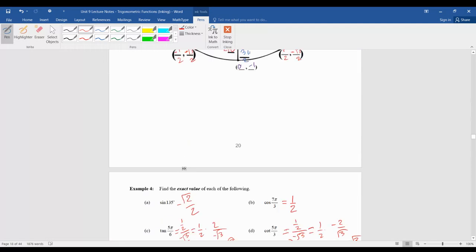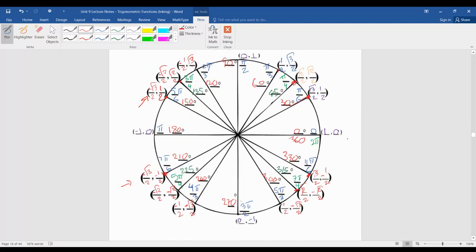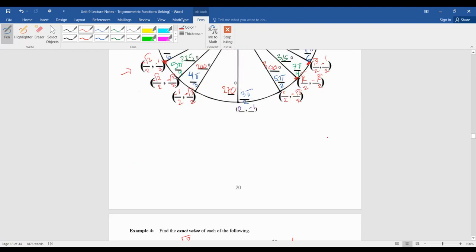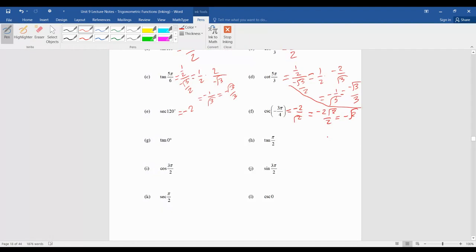Tangent of 0. Tangent is sine over cosine, which is y over x. Here's a 0 angle. So the y is 0, the x is 1, so 0 over 1, which is 0. Tangent of pi over 2. If you look at the unit circle, at pi over 2 the x is 0, the y is 1. So 1 over 0, which is undefined.